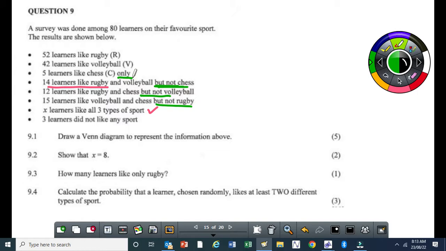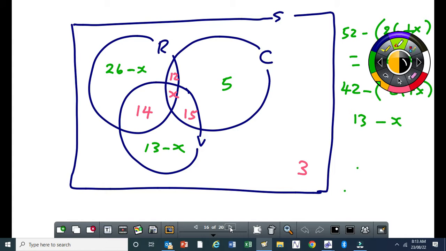Now, when you are drawing a Venn diagram, first you must look at what's common for all 3 events. So in this question, x learners are common to all 3. I know you've seen the Venn diagram, but I'm going to go over how I constructed it. The key thing is how to construct it. So those x learners, I put them there, because the question says x learners liked all 3 sports.